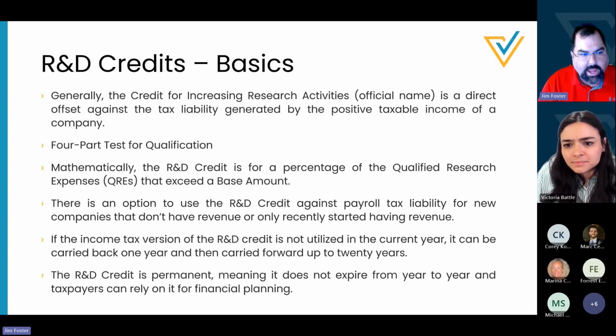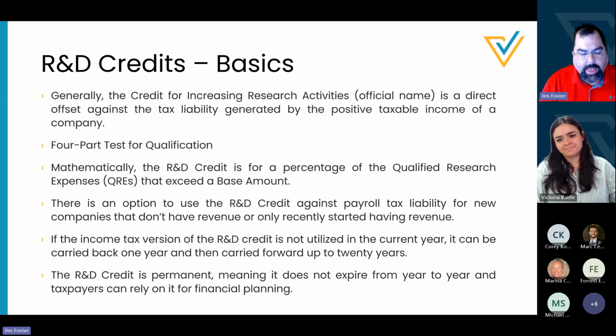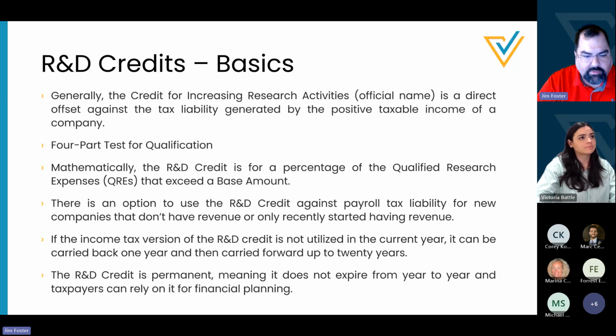The basic qualification for the R&D credit is known as the four-part test. And the way the math works is you take the qualified research expenses, or QREs, that exceed a quote-unquote base amount, and you get a percentage of that excess as the credit. And we'll cover that a little more in depth.